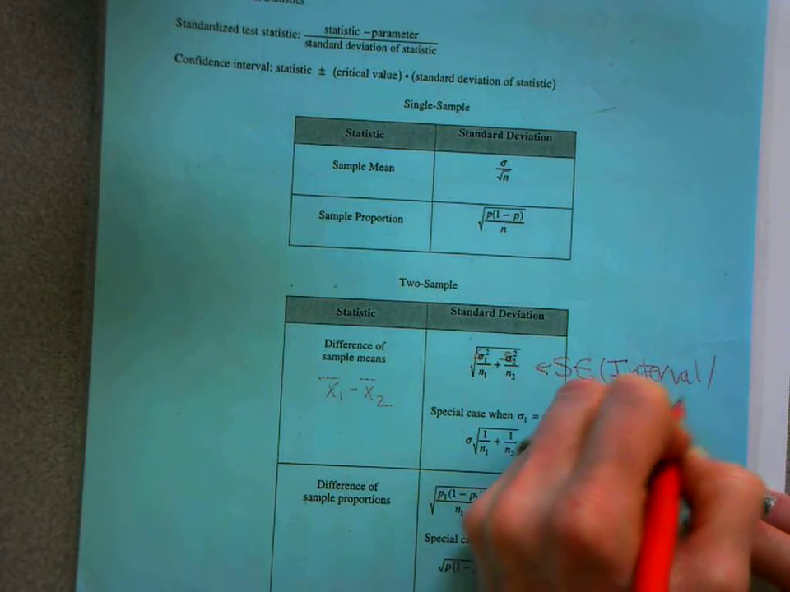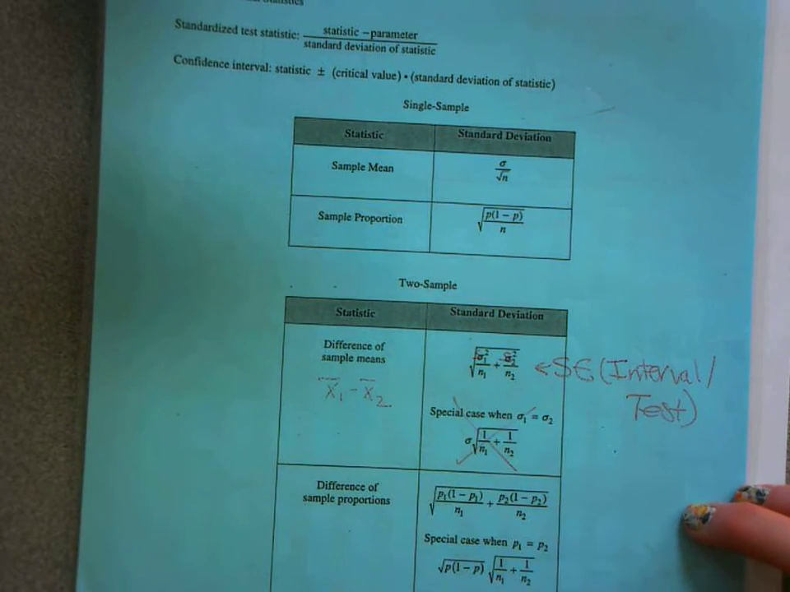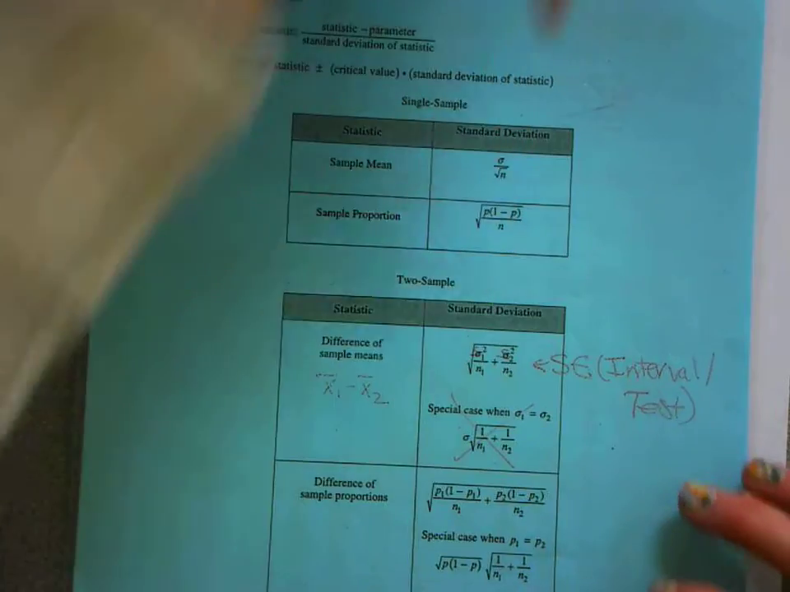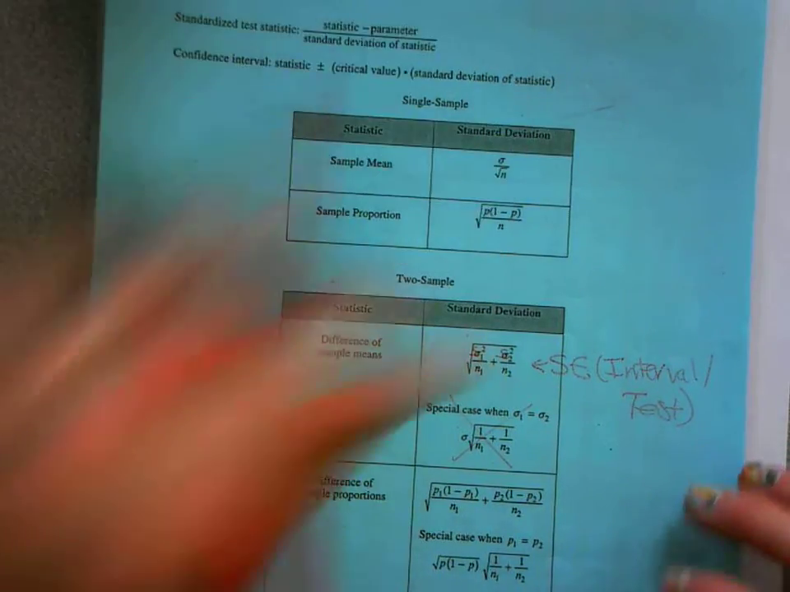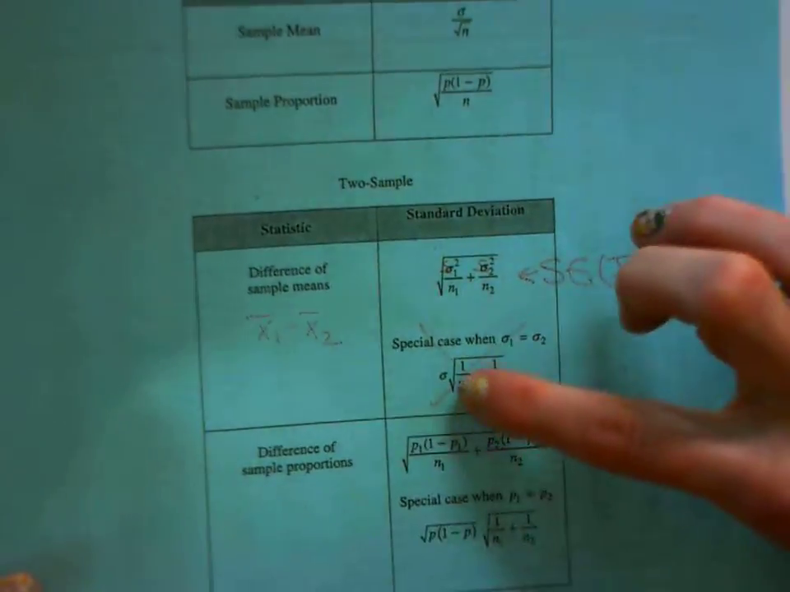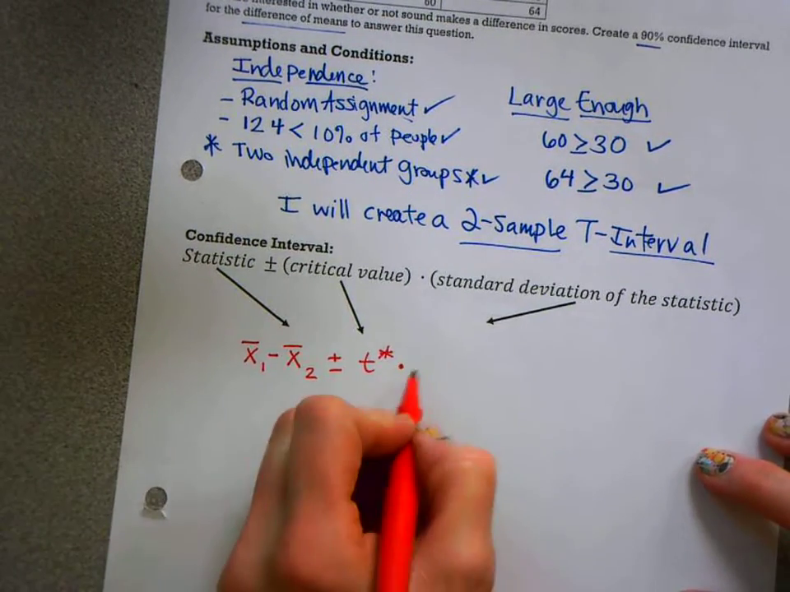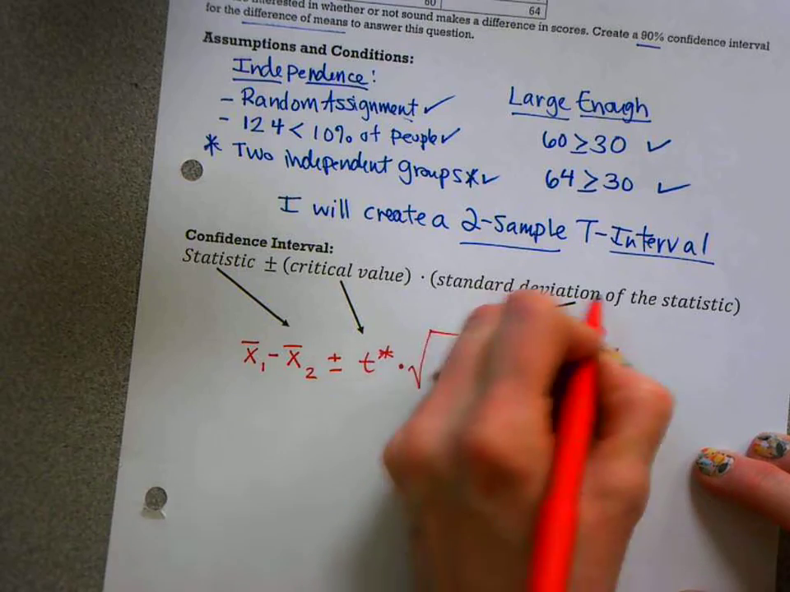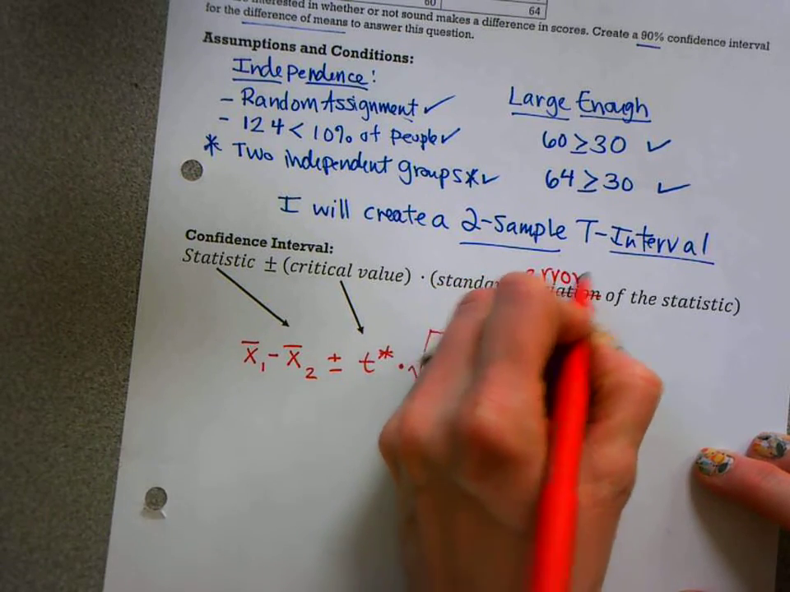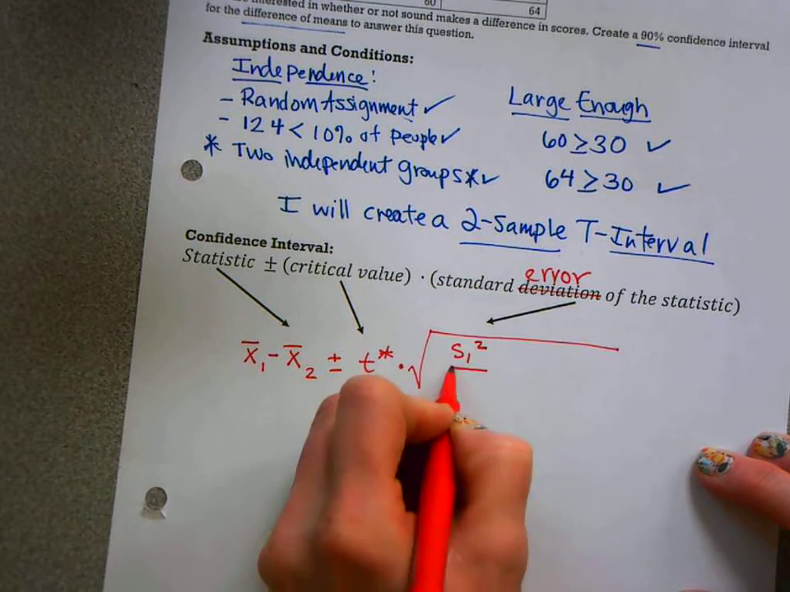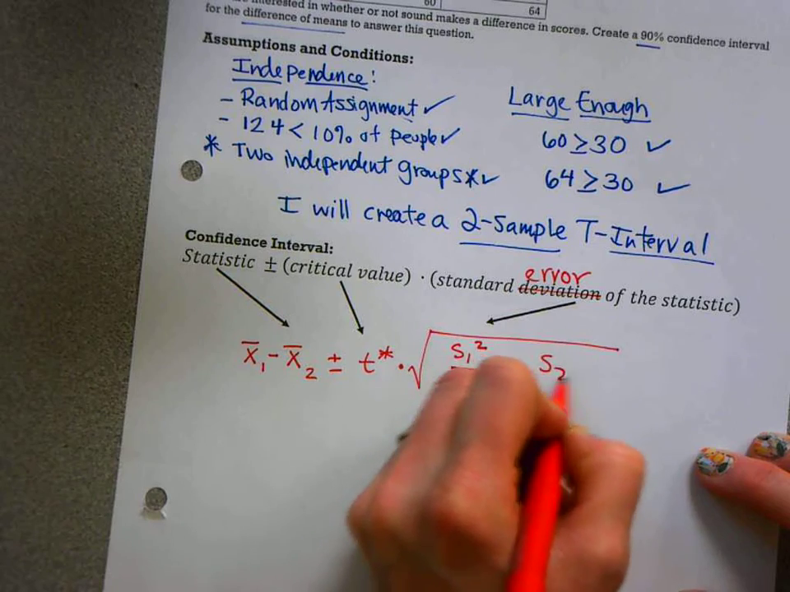This one you can even cross out. We're not going to use that one. So not much needs to be memorized. Let me zoom in. Oh, sorry, I can't zoom in. Just take a look that I put s's here instead of sigmas so that it matches this formula. All right, so let's write that down in our notes. The new standard error formula is the square root of S1 squared over N1 plus S2 squared over N2.